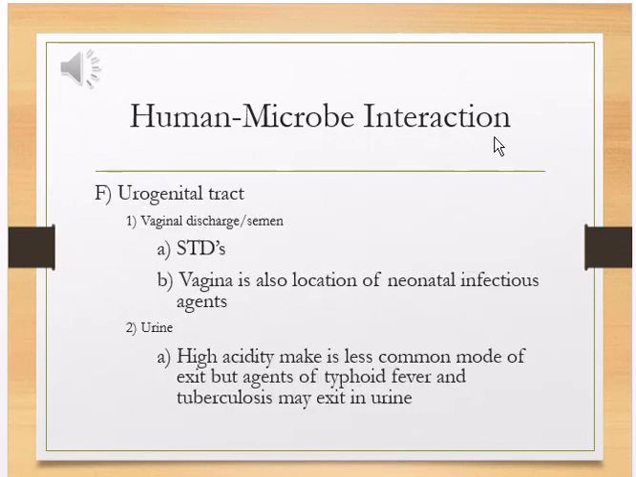Then there is the urogenital route. You all know this very well now. The semen or the urine carries them out, and the acidity present within our urine is also one way that those pathogens get dislodged from the particular organ.